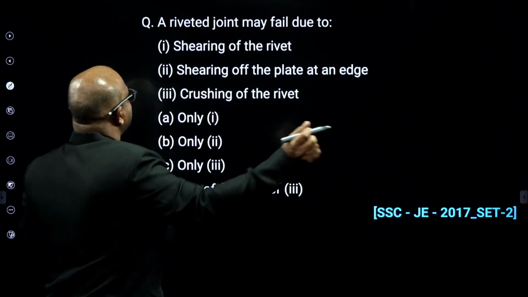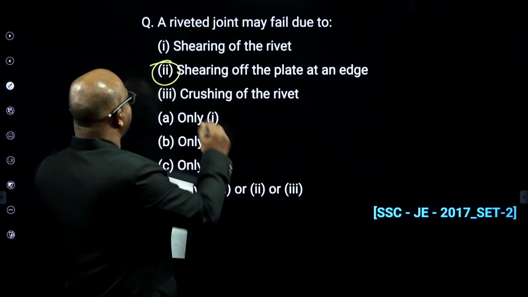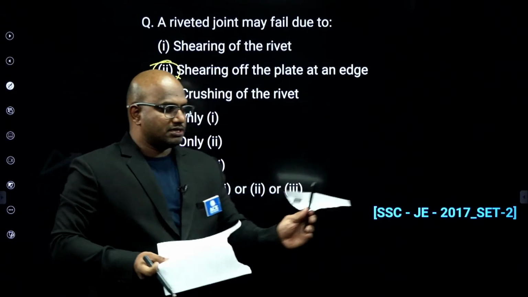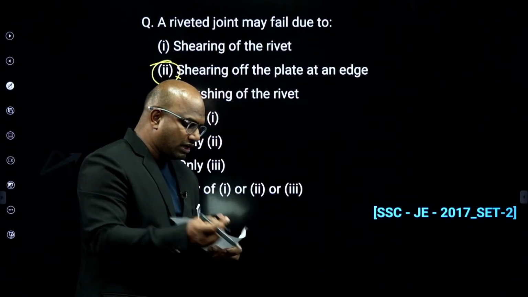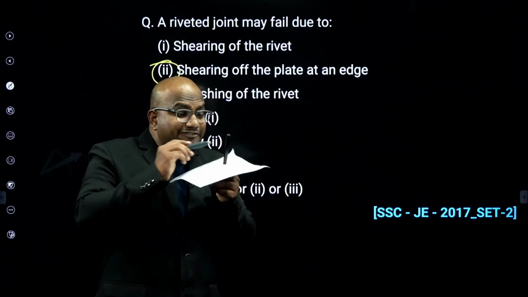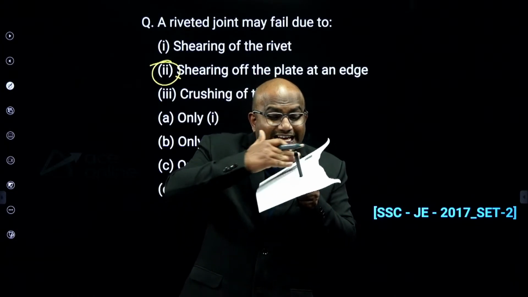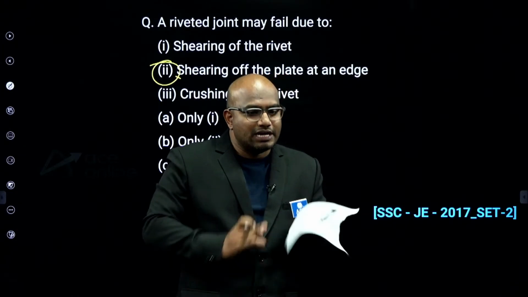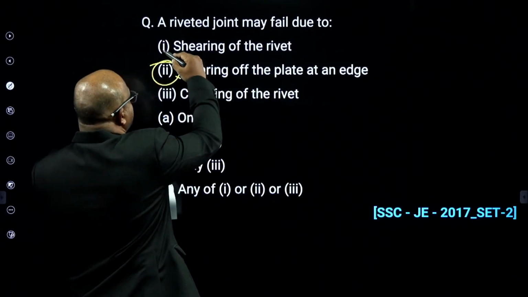That is the shearing of the plate. Shearing of the plate, sorry, guys. Shearing of the plate at the edge. Same, shearing of the plate at the edge, guys. Second thing is, guys, suppose if the rivet is stronger, then what happens exactly? When the load is applied, the rivet will be sheared. When the load is applied, what happens, guys? If the rivet is weaker, the rivet will be sheared.